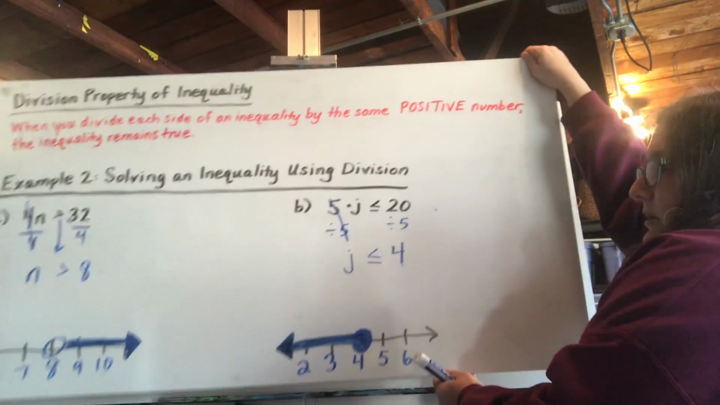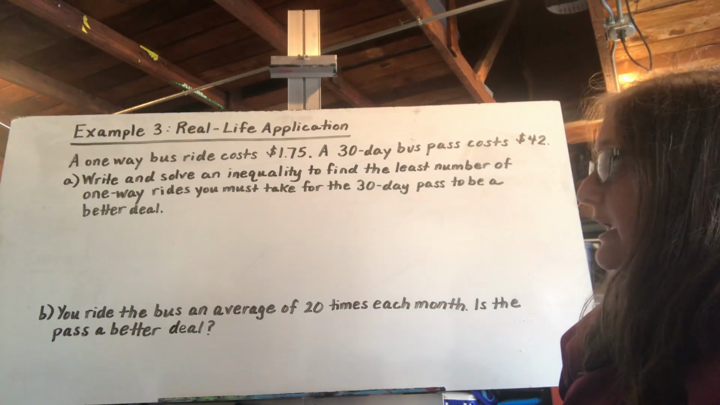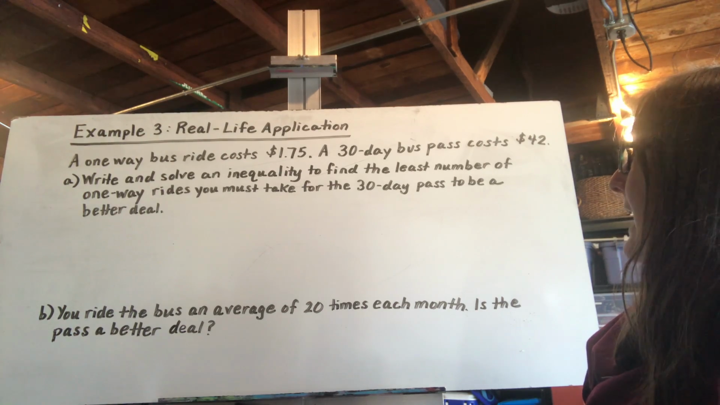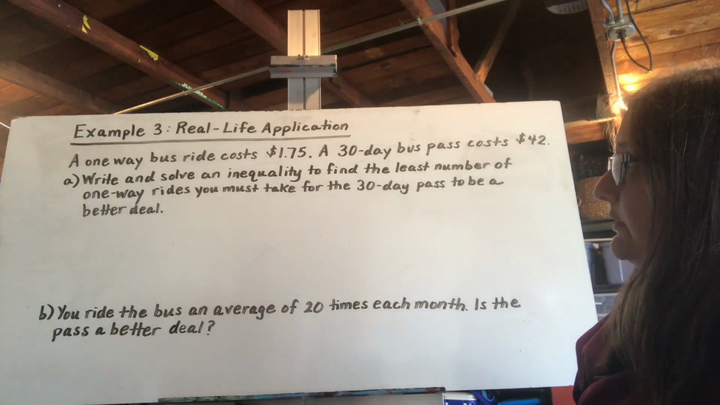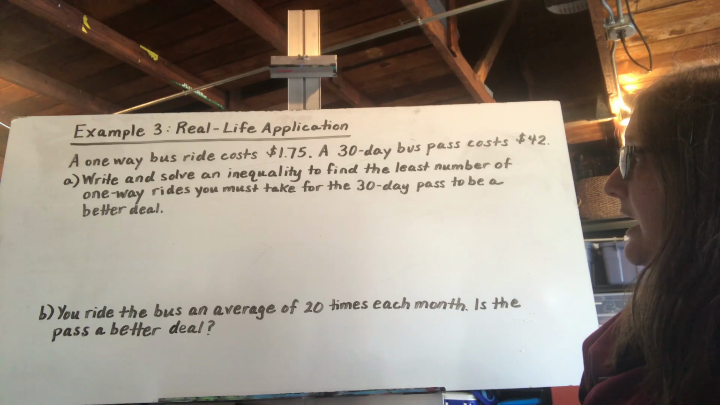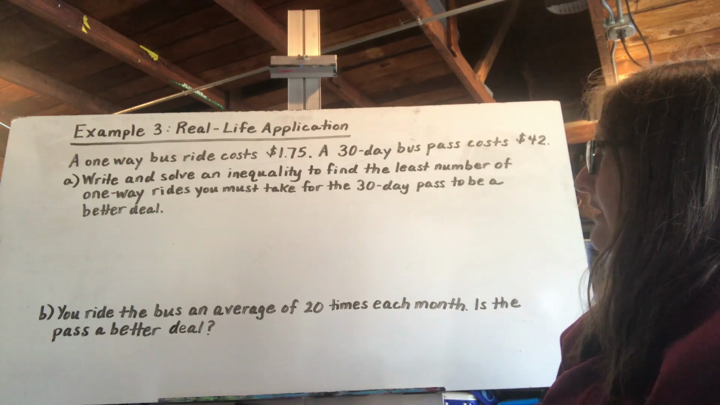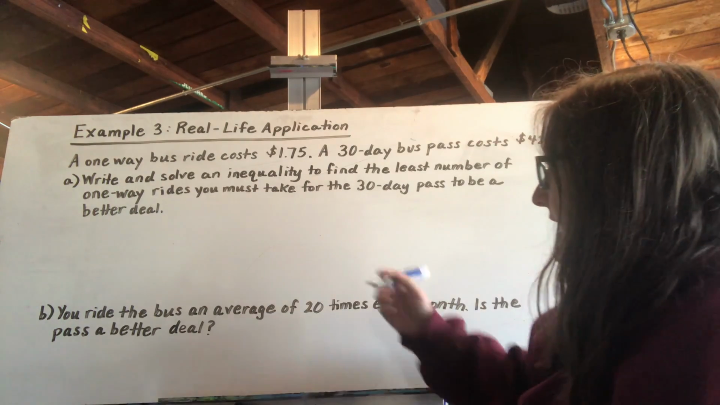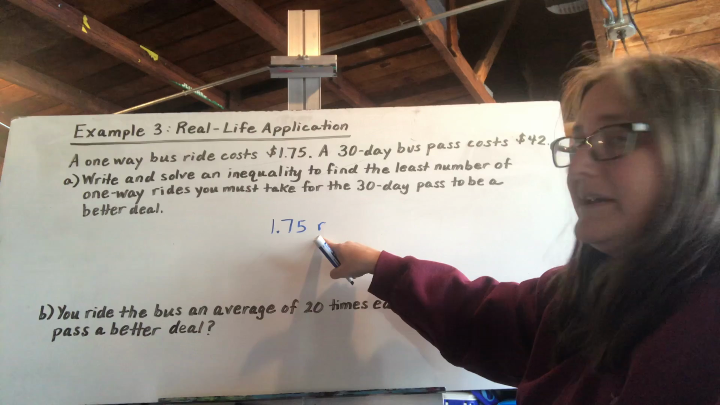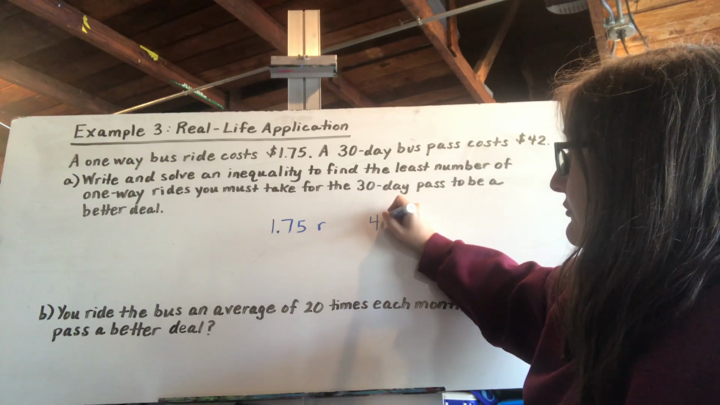Finally, let's look at a real life example. So if I buy a one-way bus ride ticket, it costs $1.75, but if I buy the 30-day pass, it costs $42. So they want us to write and solve an inequality to find the least number of one-way rides you must take for the 30-day pass to be a better deal. Okay? So if I just take a one-way bus ride, it's $1.75 every single time. So it's $1.75 times however many times I ride. So I'm going to use r. If I do the 30-day pass, it's just $42.